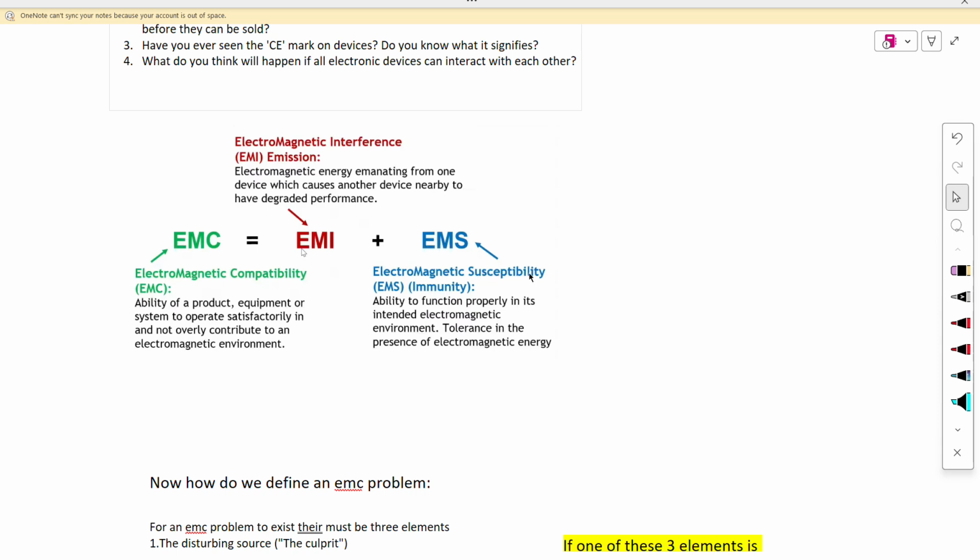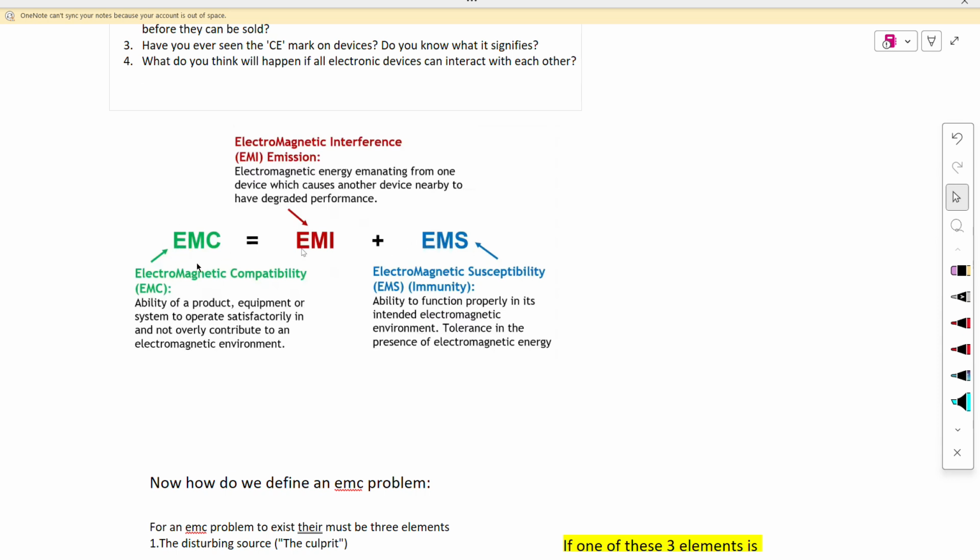And the other one is electromagnetic susceptibility, also known as immunity, which is the ability to function properly in its intended electromagnetic environment, or tolerance in the presence of electromagnetic energy. As I said, EMI is when a device radiates and affects other devices nearby. But opposing this effect, or not degrading the performance, is what we call EMS or immunity. If a device has high immunity, that means it is highly resistant to EM waves. Even in high radiation, it tends to work properly or as intended.